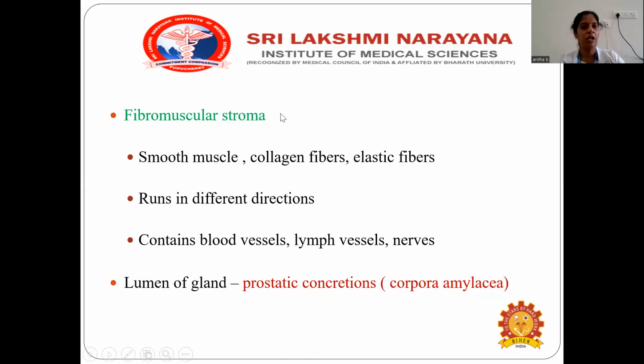So in the prostate gland, what are the things you have to discuss? This is a fibromuscular glandular organ. The fibromuscular part is made up of smooth muscle, collagen fibers, and elastic fibers. They are arranged in different directions. They contain blood vessels, lymph vessels, and nerves. The glandular part contains 20 to 50 tubuloalveolar glands. These glands are arranged as mucosal glands, submucosal glands, then the prostatic gland proper. The glands are lined by simple columnar epithelium. Within them, a few prostatic concretions will be there, named corpora amylaceae.